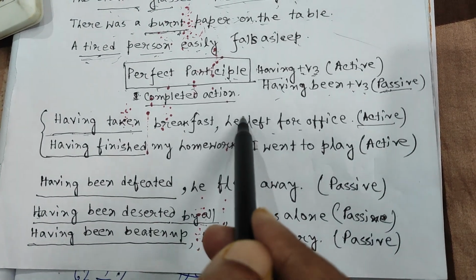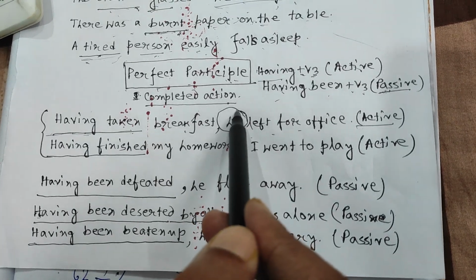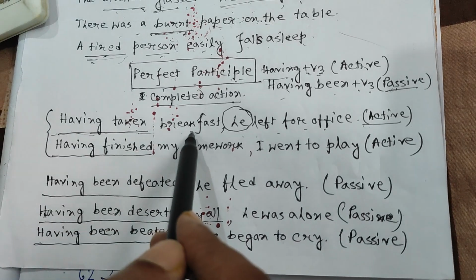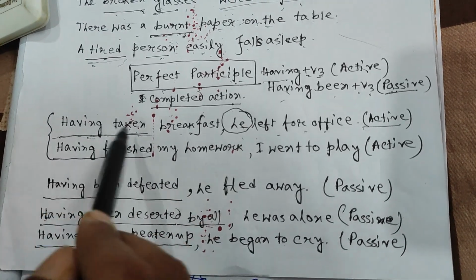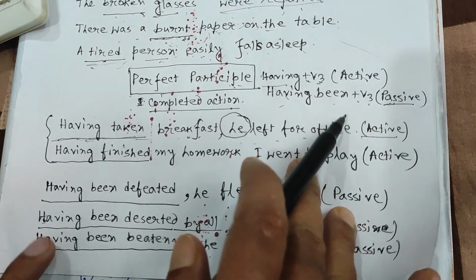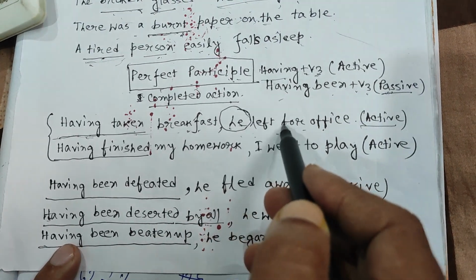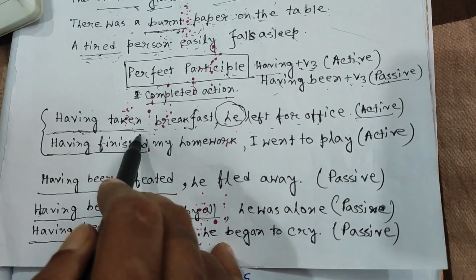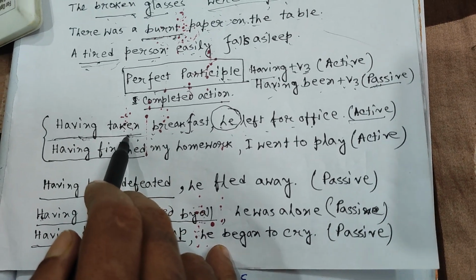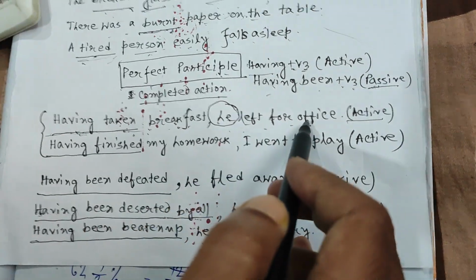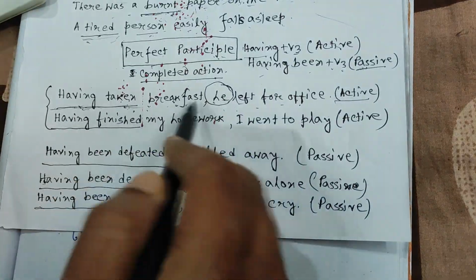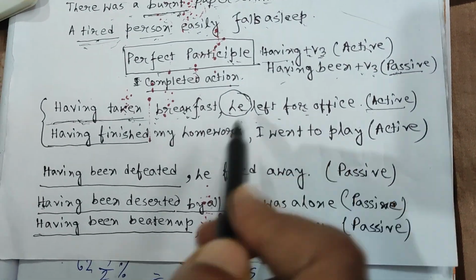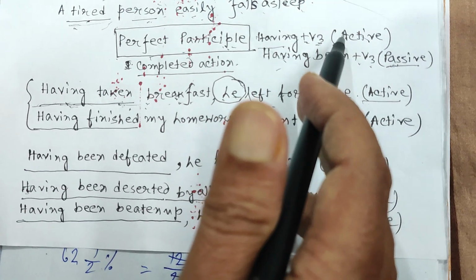That means he, the person, already took his breakfast. He took his breakfast, and that very person left for office. The act of taking breakfast was done before, was completed first, and thereafter he left for office. Completed action. And this is in active form.